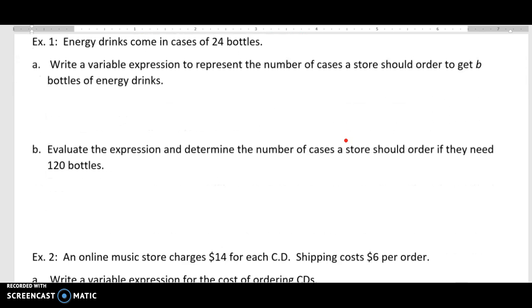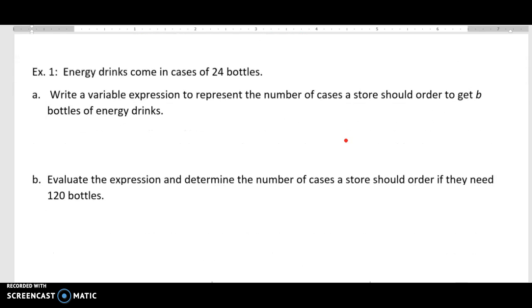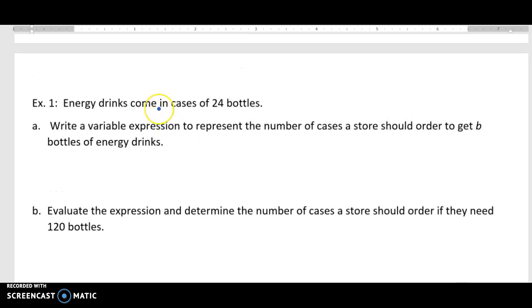So now this is the part I was telling you would probably be the most difficult. It's taking real life examples and writing them as algebraic expressions. So in example 1, they tell us energy drinks come in cases of 24 bottles. So part A, write a variable expression to represent the number of cases a store should order to get B bottles of energy drinks. All right.